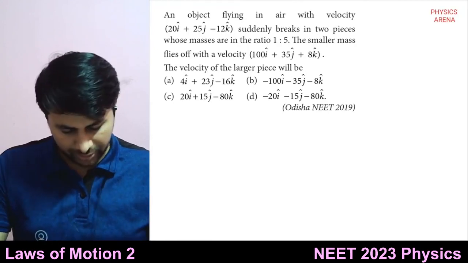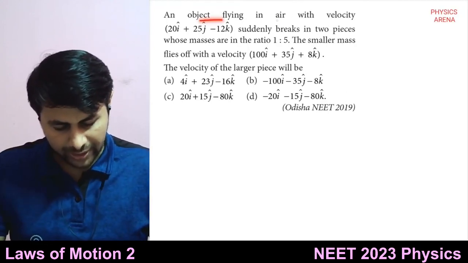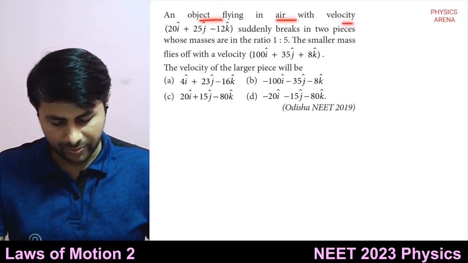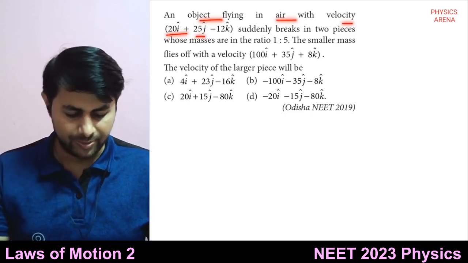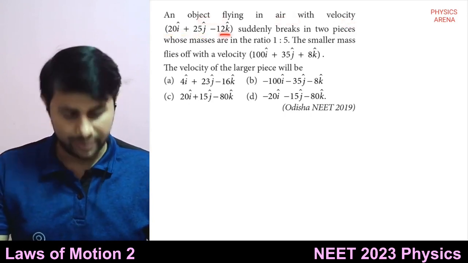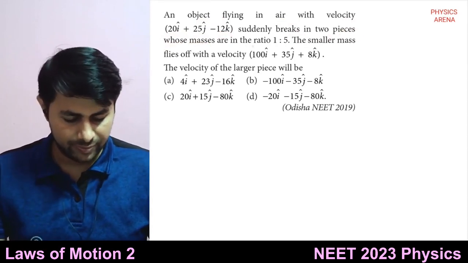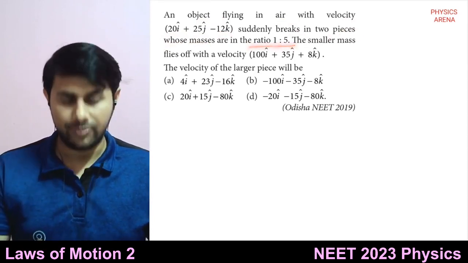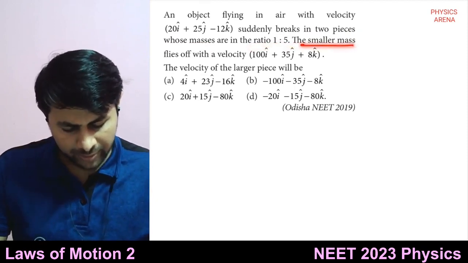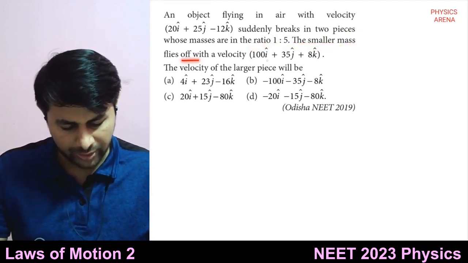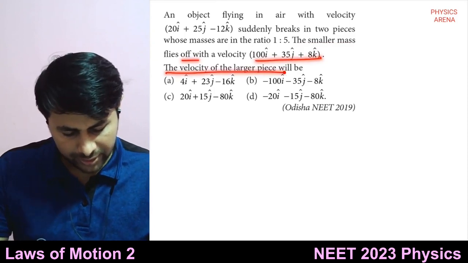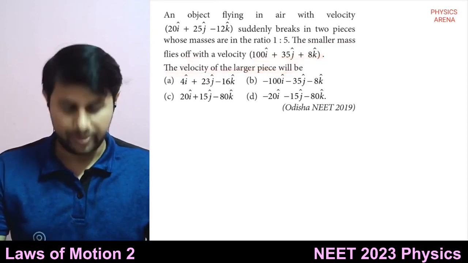Let's move on to the next question. An object flying in air with velocity of 20i plus 25j minus 12k suddenly breaks into 2 pieces whose masses are in ratio of 1:5. The smaller mass flies off with the given velocity. The velocity of the larger piece will be?